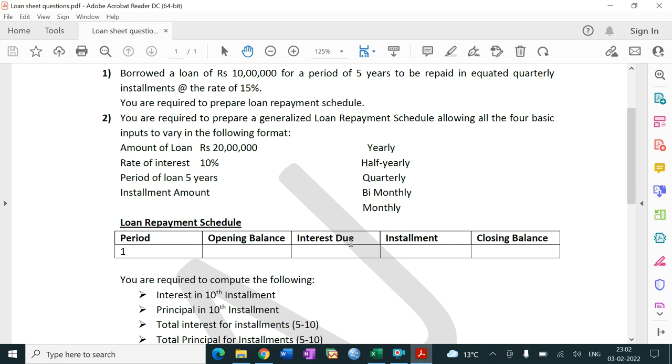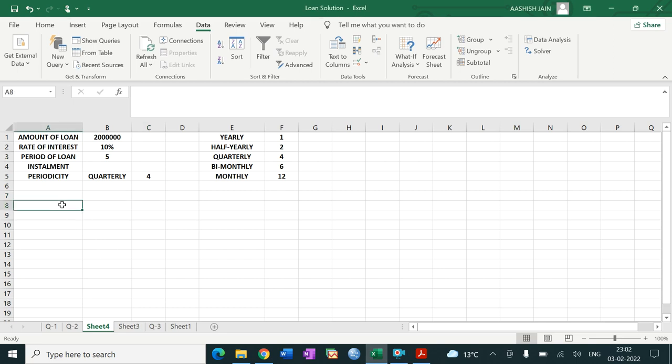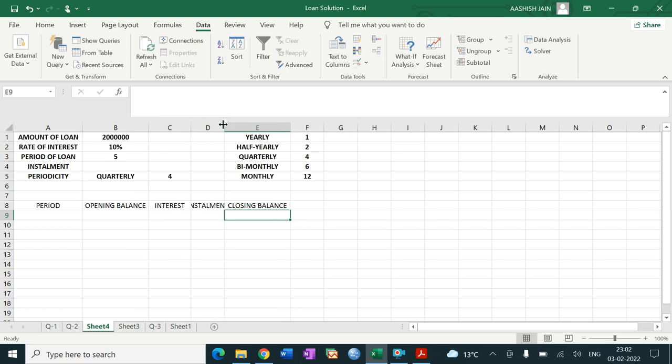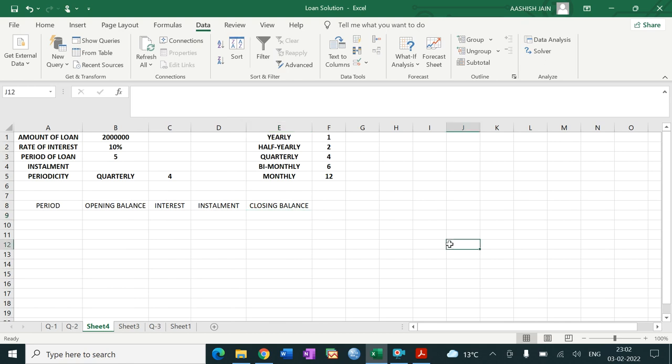Now let's make this format as we have given in the question, that is period, then opening balance, interest, installment, closing balance, right? So for the period, the number of periods would be 5 multiplied by 4. Sorry, we need to calculate the installment also. So first calculate the installment, that is equals to PMT.